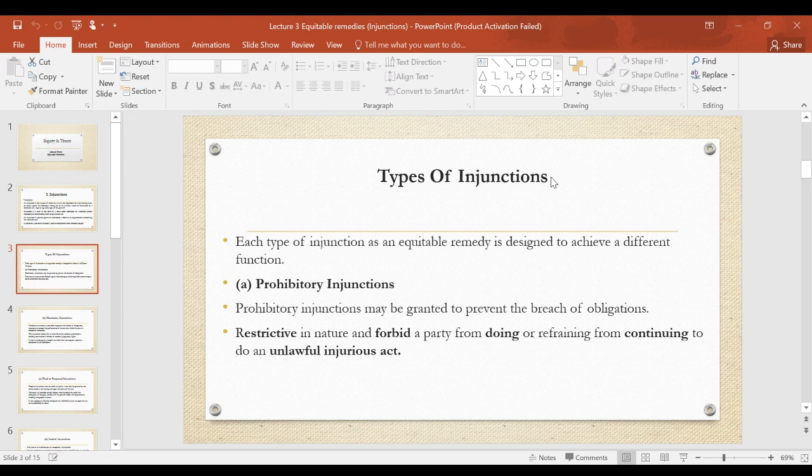There are several types of injunctions, and we shall be looking at these types of injunctions one after the other. And also, it's worthy mentioning that each type of these injunctions are tailored to remedy a specific harm occasioned on the defendant. So these injunction remedies come in different fashion and designs to achieve a different function in terms of remedying the plaintiff's concerns, or rather, the harm which has been occasioned on them.